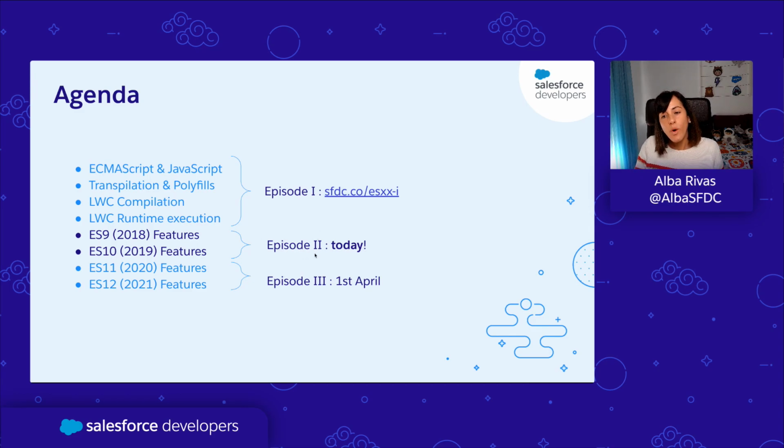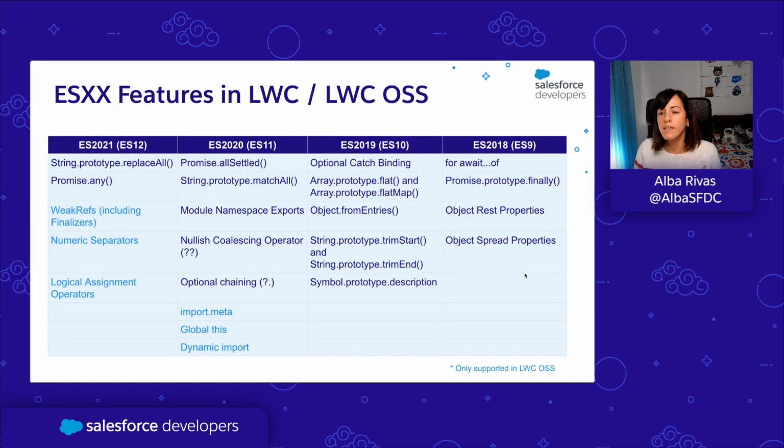So in this webinar and the third webinar that will take place on the 1st of April, I'm going through some of the most interesting features from these Ecmascript versions, from 9 to 12, that you can use in Lightning Web Components as of today. So bear with me. If you want to watch the recording, here you have the link for the first webinar. And with that, let's start with this episode.